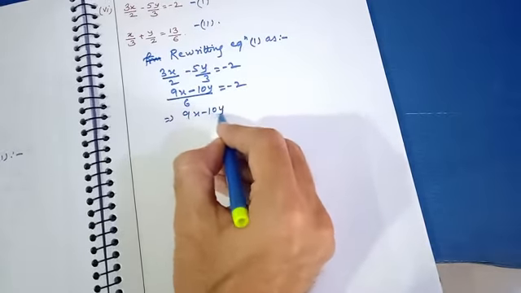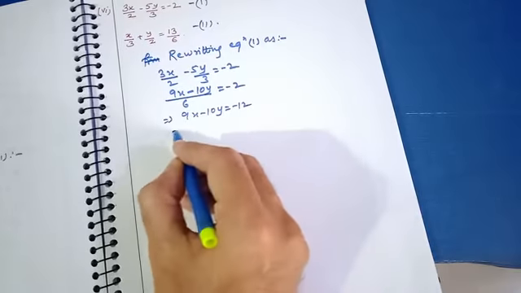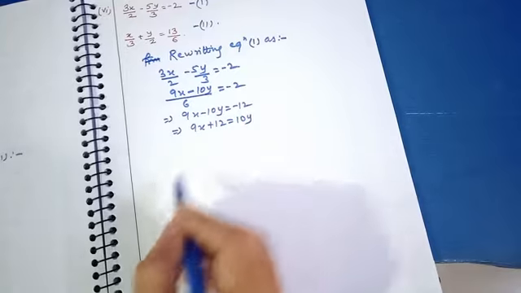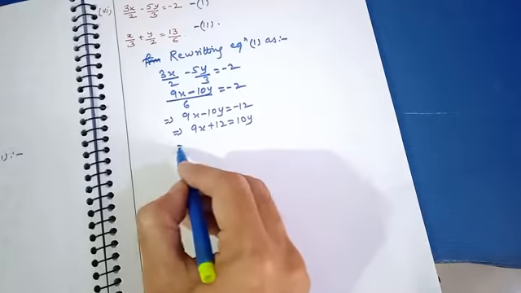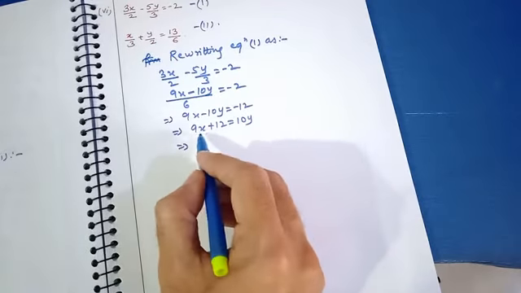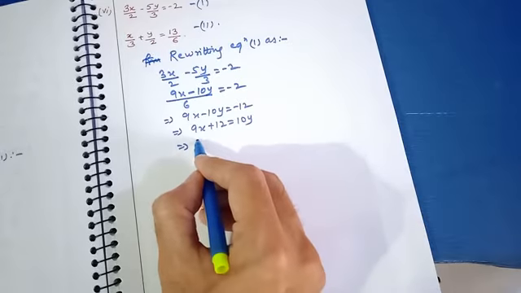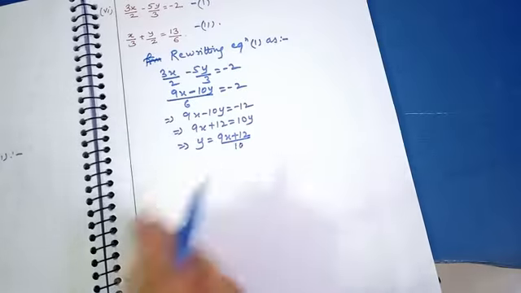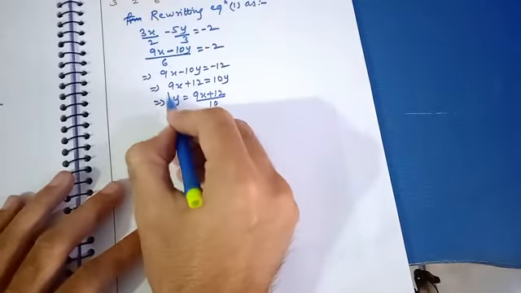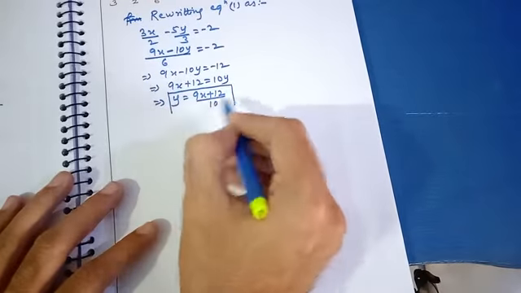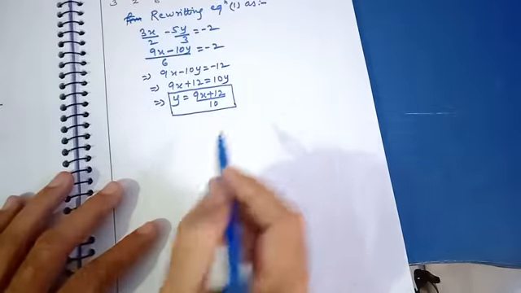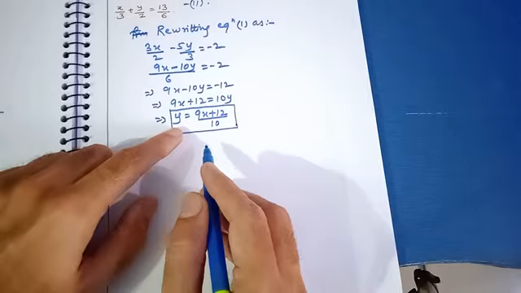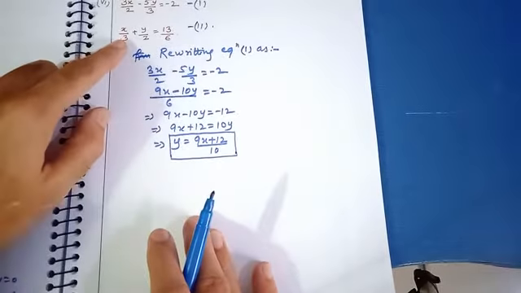9x minus 10y equals minus 12, and this means 9x plus 12 equals 10y, you can write it like this. This means y equals 9x plus 12 upon 10. You can write it. I think these are basic calculations, you must have understood them. These are all our basic calculations. So we will put this value of y in equation 2.